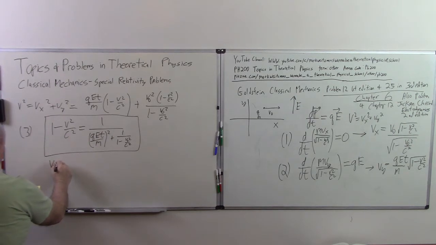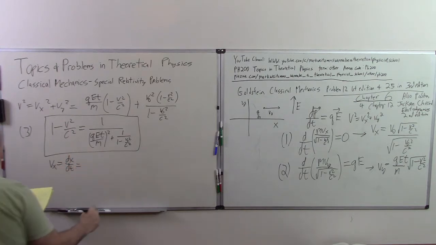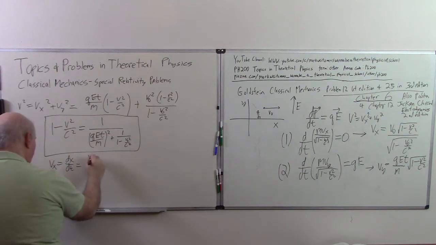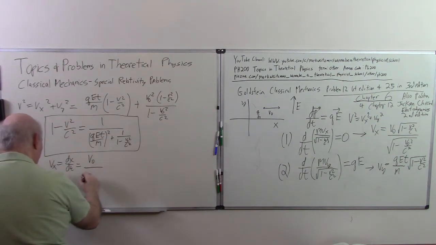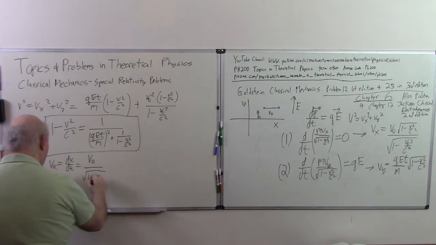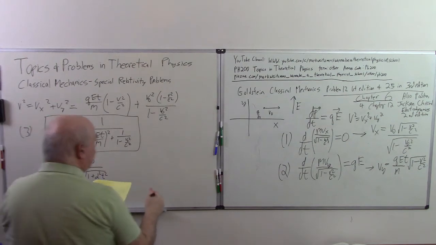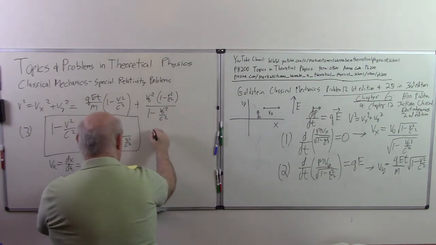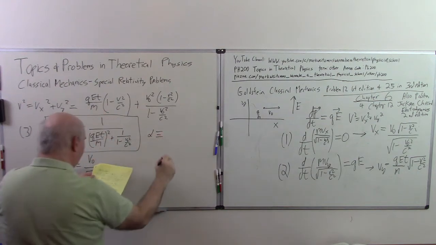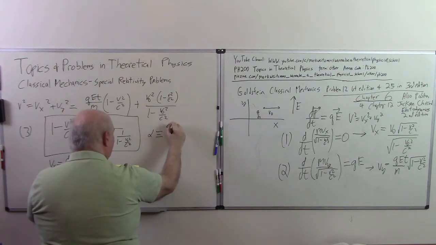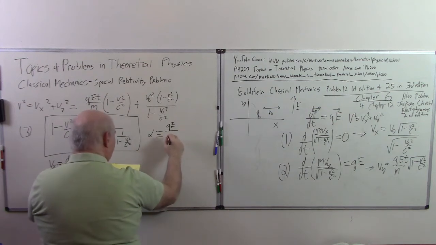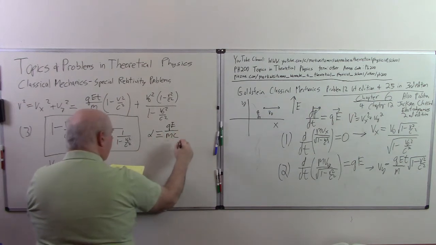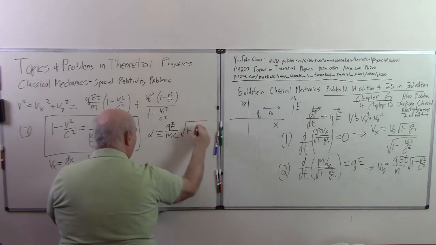Vx, which is defined as dx/dt, is equal to V0 over the square root of 1 plus alpha squared t squared. And I'm going to define, very simple, alpha is like the basic constant in this problem: alpha equals QE over MC times the square root of 1 minus V0 squared over C squared.